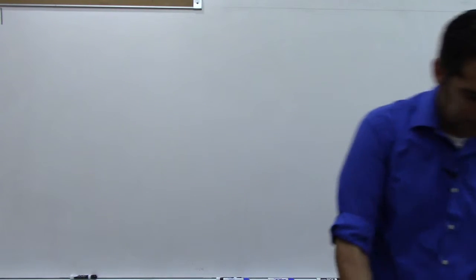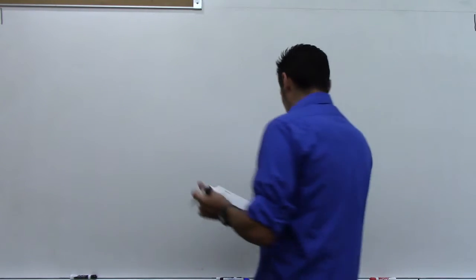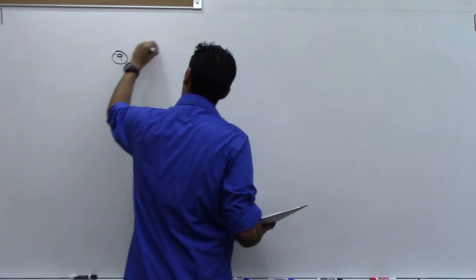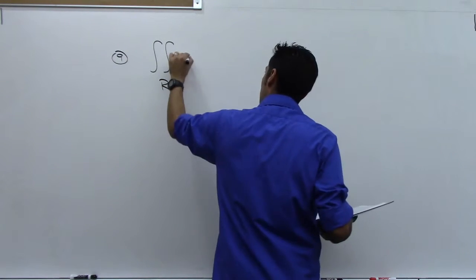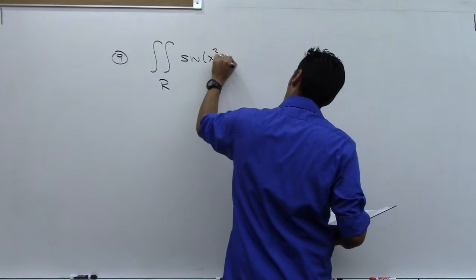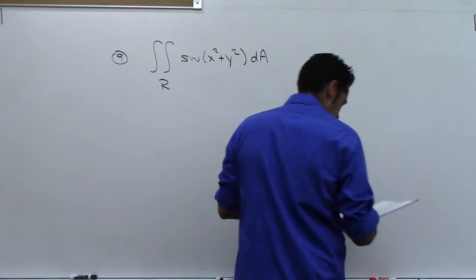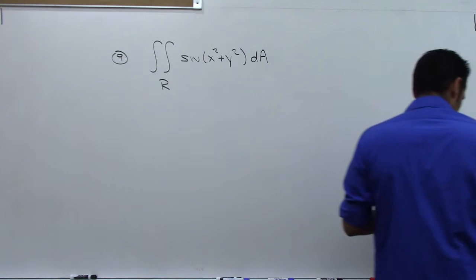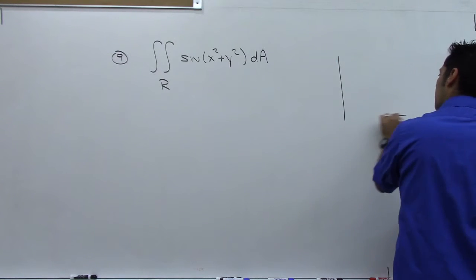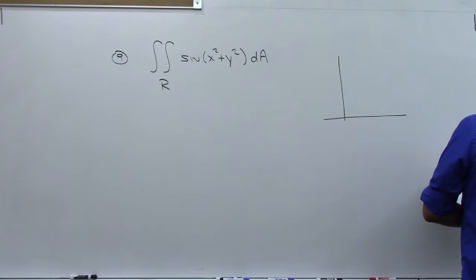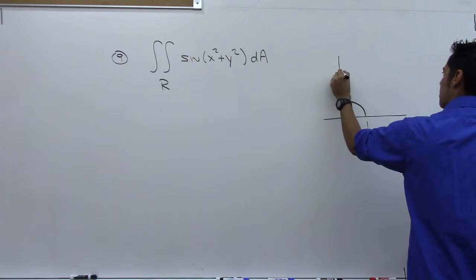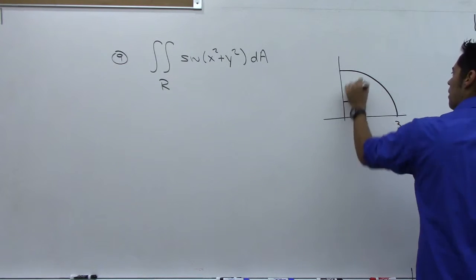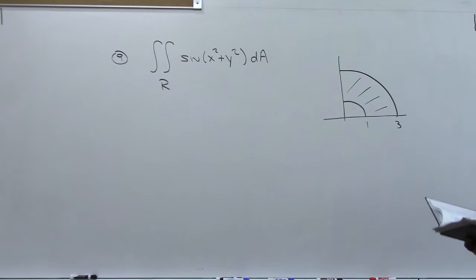Number 9. Okay, Robert, get this one right. Number 9. Double integral over some region R of sine of x squared plus y squared dA with respect to area. The region is the first quadrant, between the circles with center at the origin and radii 1 and 3. So I have a circle with radius 1, I have a circle with radius 3. I'm looking at the region between them, only in the first quadrant.